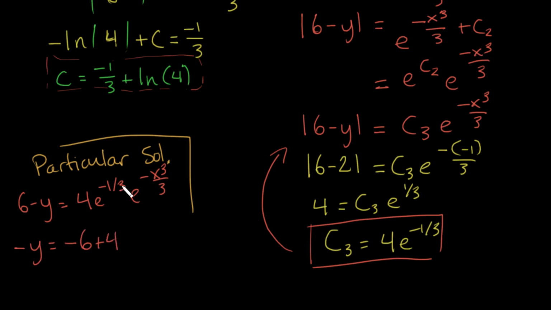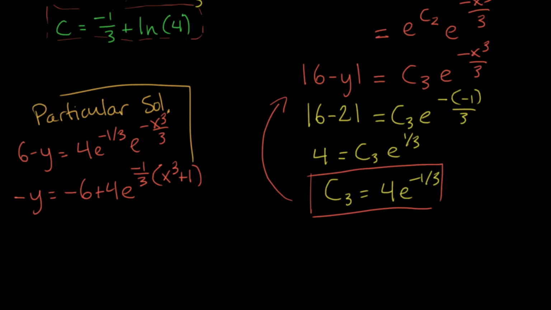And the second thing we can do is, we're saying e to the power of something times e to the power of something, and this is equal to e to the power of the first thing plus the second thing. That is how exponentiation works. So we can also take out the factor of -1/3. So we can say -1/3 times x cubed plus 1, because this plus 1 goes to -1/3, and the x cubed goes to -x cubed divided by 3. And from here, all we're left to do is divide by -1, and we have our particular solution.